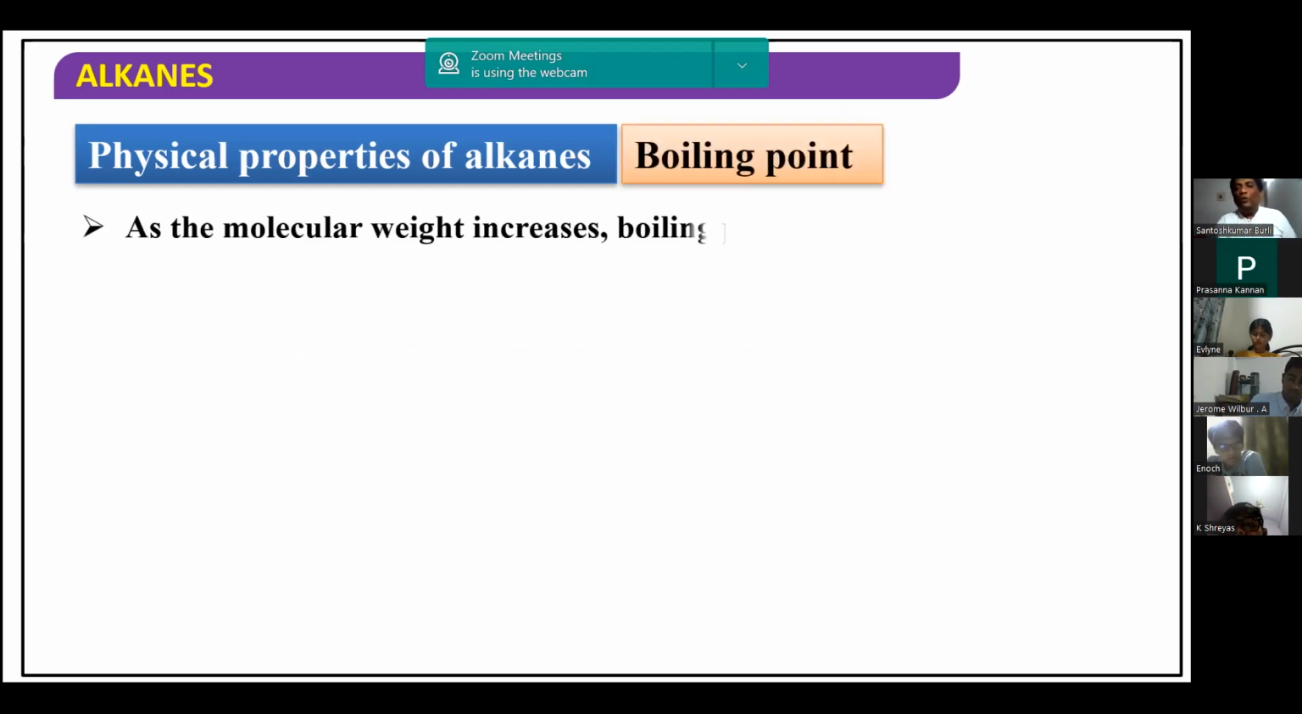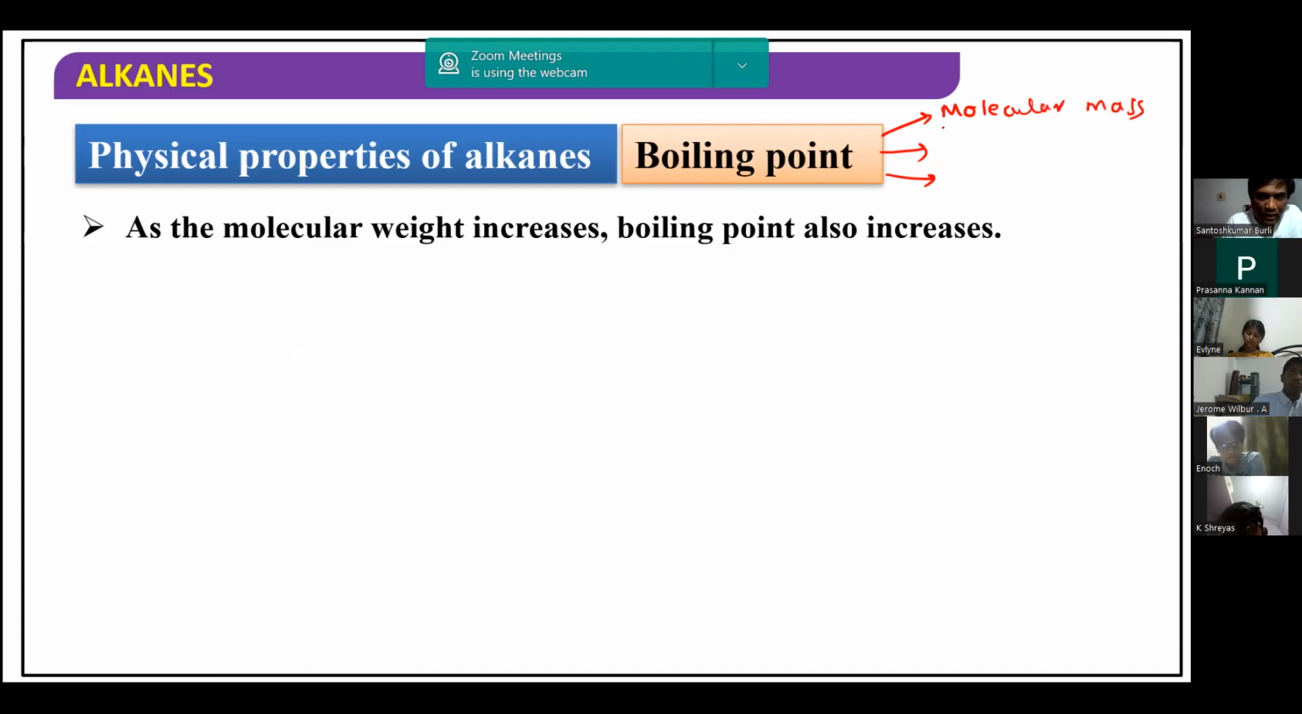If you look into the boiling point, three points are required to analyze it. One is molecular mass: higher the molecular mass, more is the boiling point. Very simple. Another is size: larger the size, more is the boiling point, because larger the size, more is the attraction between the molecules.